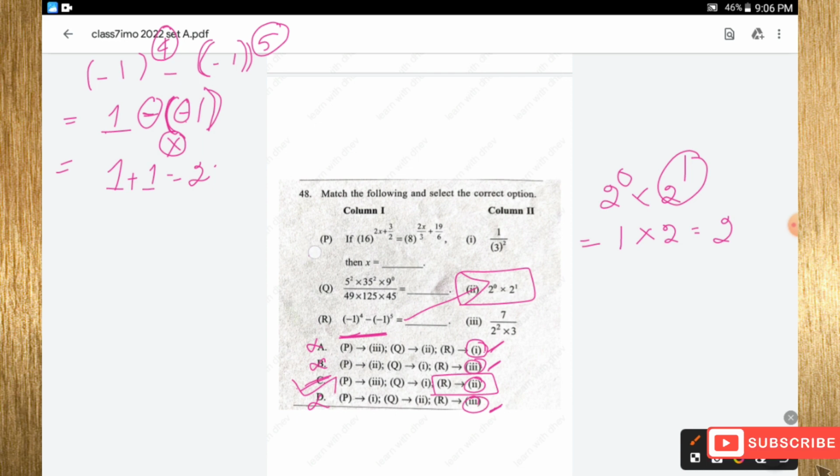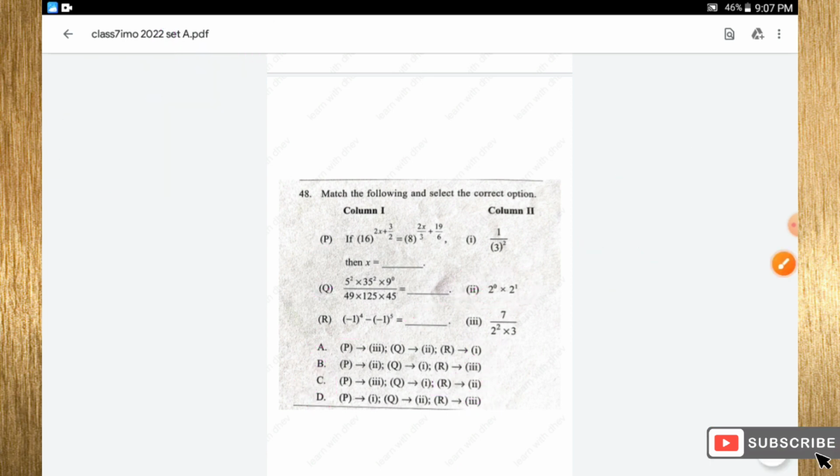So without solving P and Q, you can find your answer. So within 30 seconds or within 1 minute, you can find the answer for this question. This is a 3-mark question. Okay. So this is the way you have to solve. If you start solving P, Q and R, it will take much time. So this is the way you have to solve in the achiever section. Okay. So choose the question wisely and solve it. Then anyhow, we'll check the remaining part.